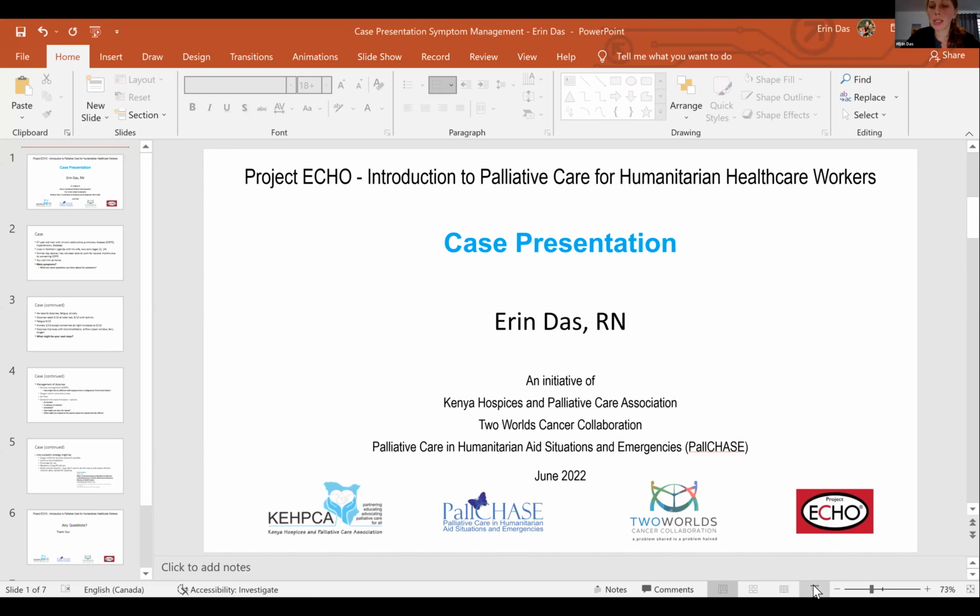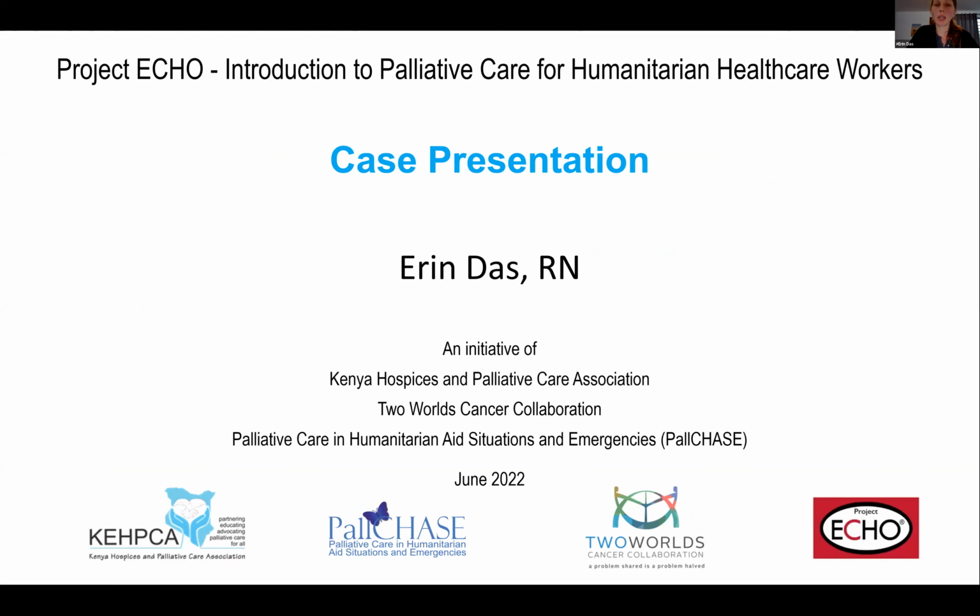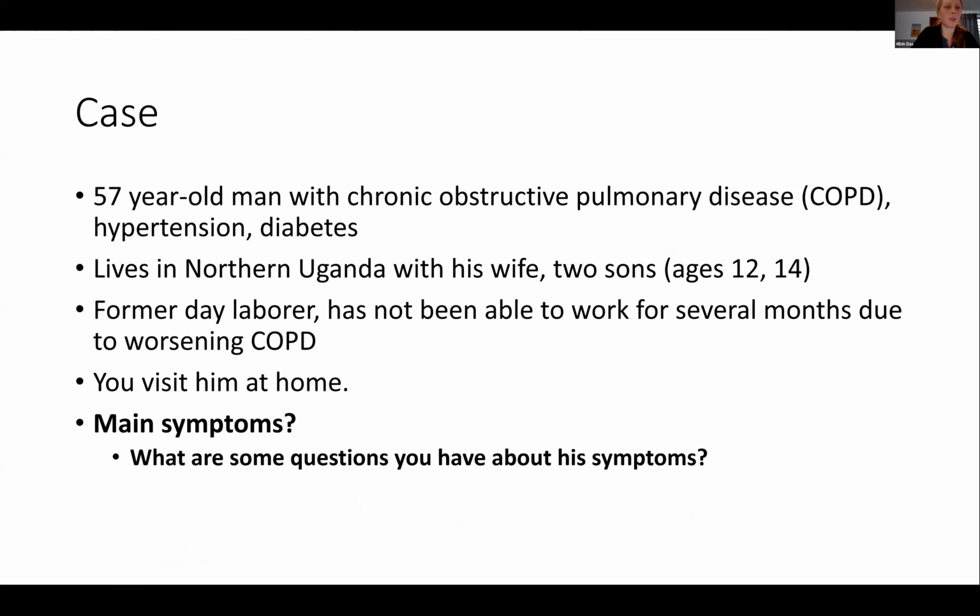Okay, so for the presentation today, I want you to again think of this patient. He is a 57-year-old man with chronic obstructive pulmonary disease, which we call COPD. He also has hypertension and diabetes. He lives in northern Uganda as a refugee with his wife and his 2 sons, who are aged 12 and 14. He was a former day laborer, but he hasn't been able to work for several months due to the worsening of his COPD. You do a visit with him at home.